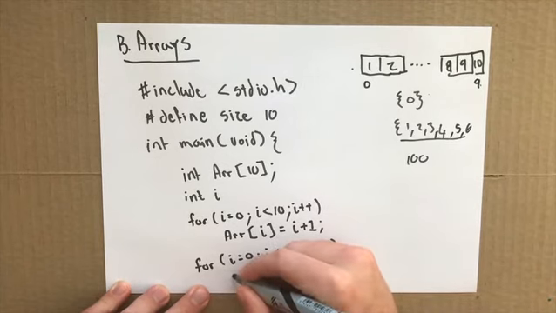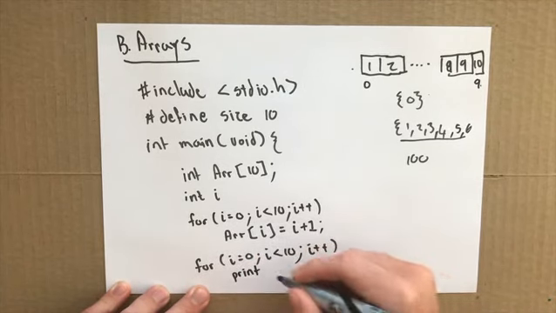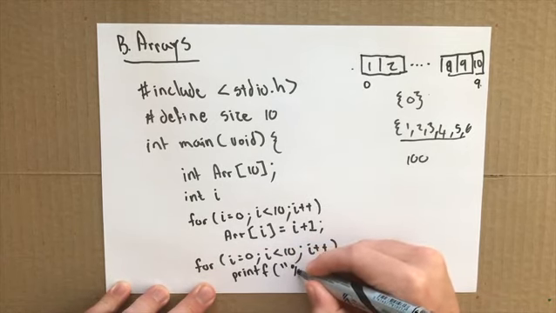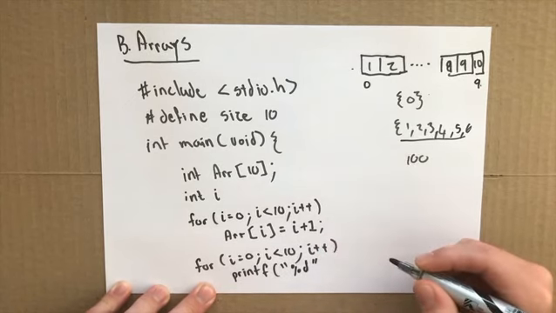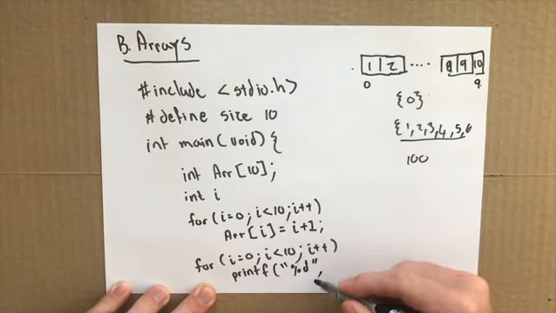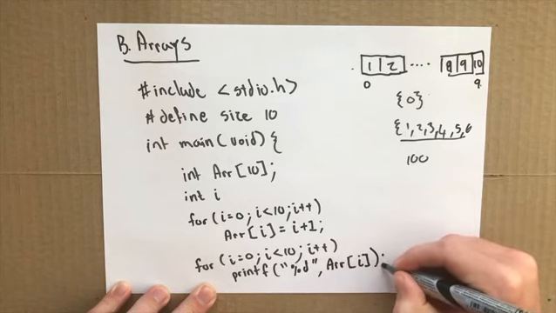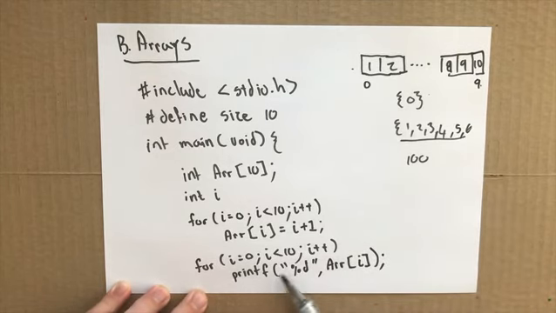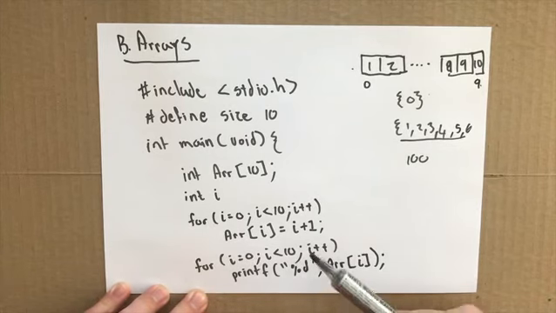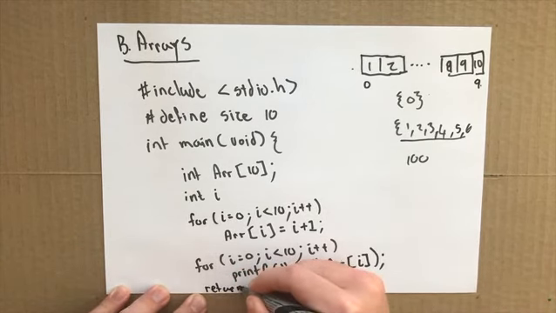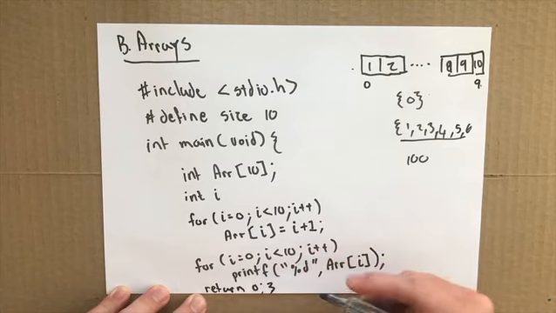And what we can do is say printf. We can print out a decimal value, %d, and we say arr, and in the square brackets we say i. So this is the basic code just to display the full array element for element by using a for loop. And then we can end our program, return 0 semicolon and the curly bracket.